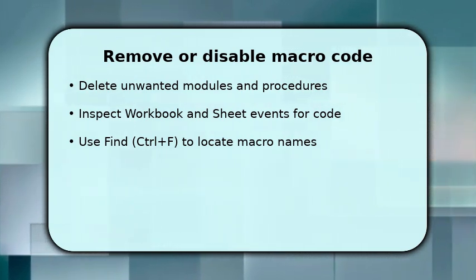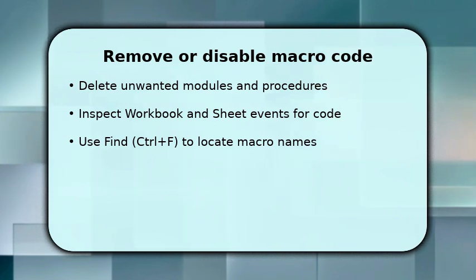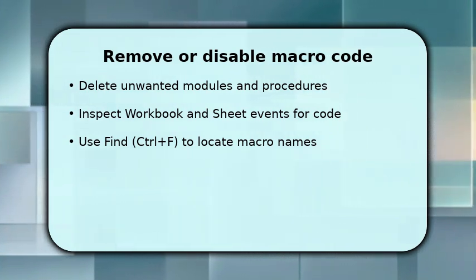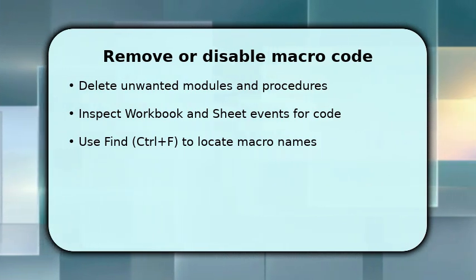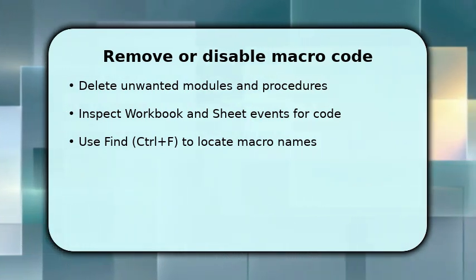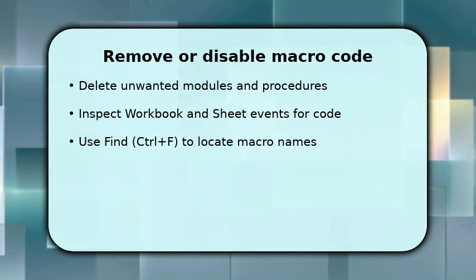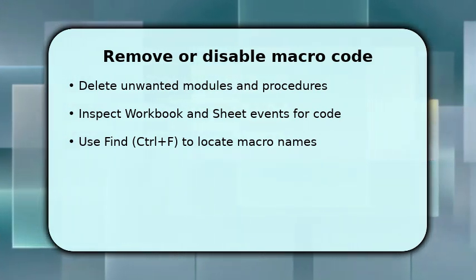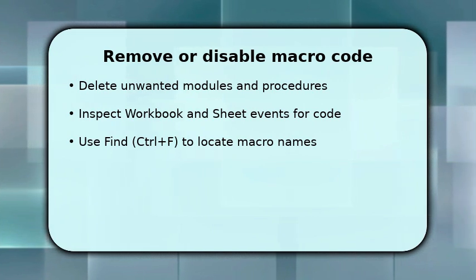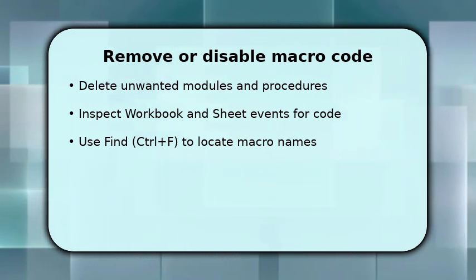For event code, open each sheet and this workbook object and delete routines like workbook open or worksheet change. If unsure, comment lines with an apostrophe to disable them temporarily. Use find to track remaining macro names and ActiveX controls on sheets. Delete those controls or their handlers to prevent hidden execution.